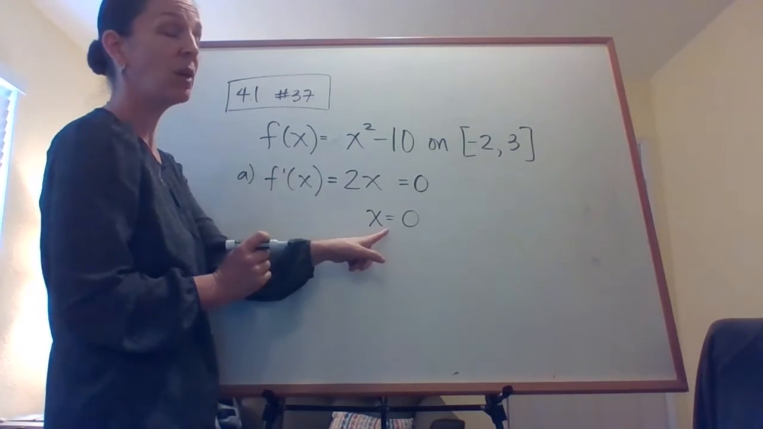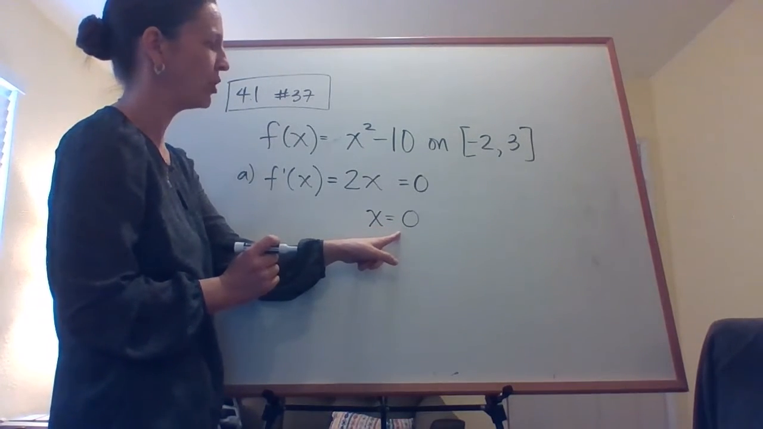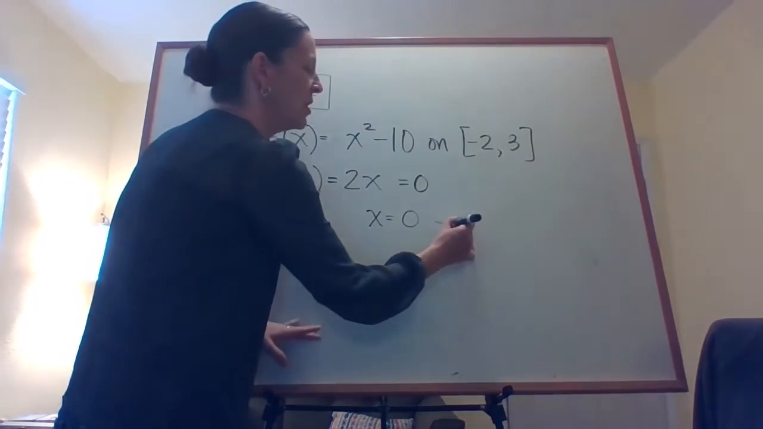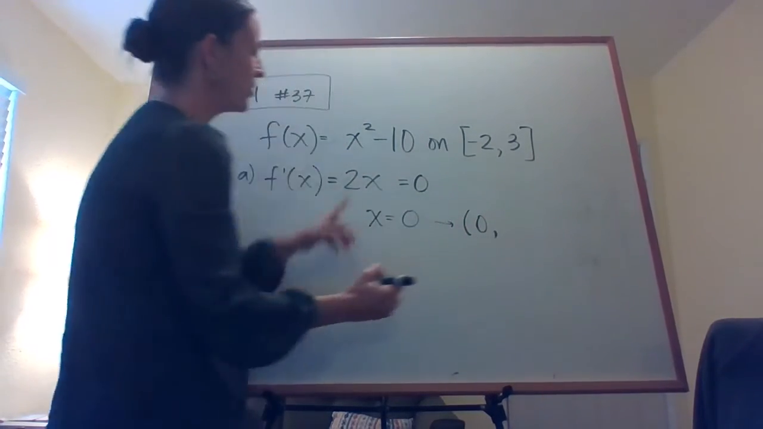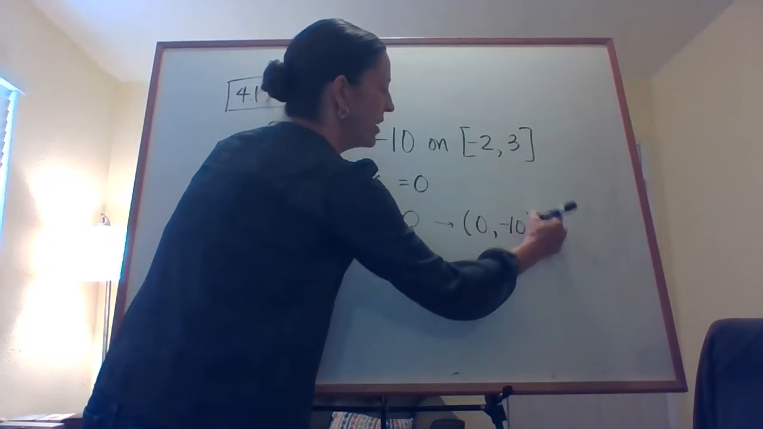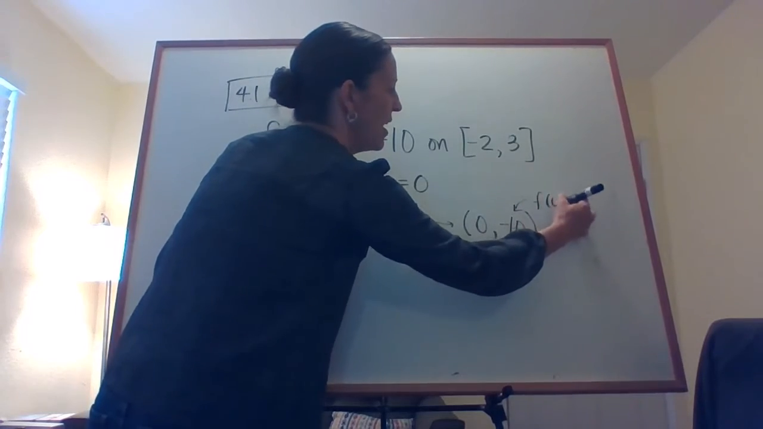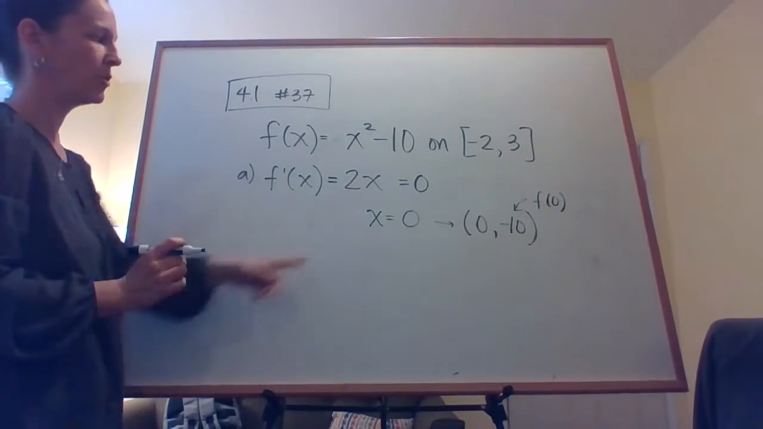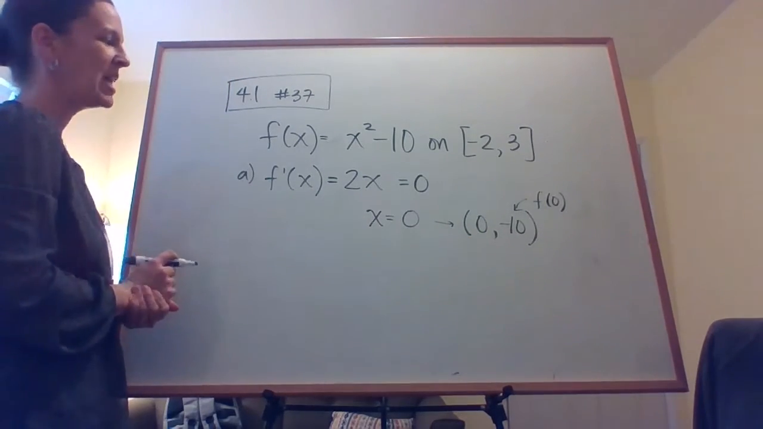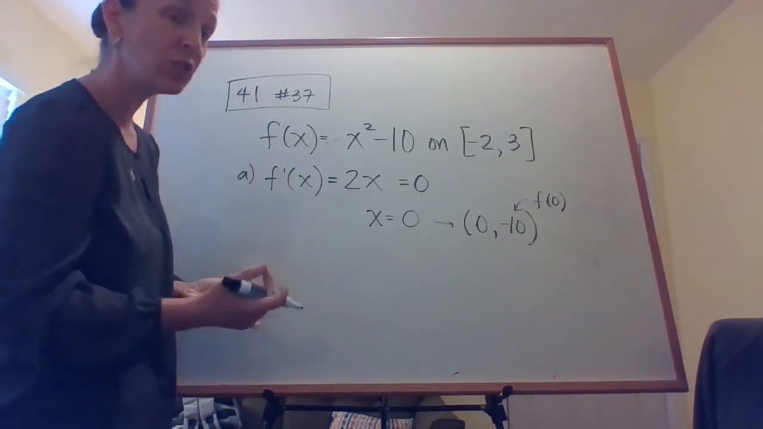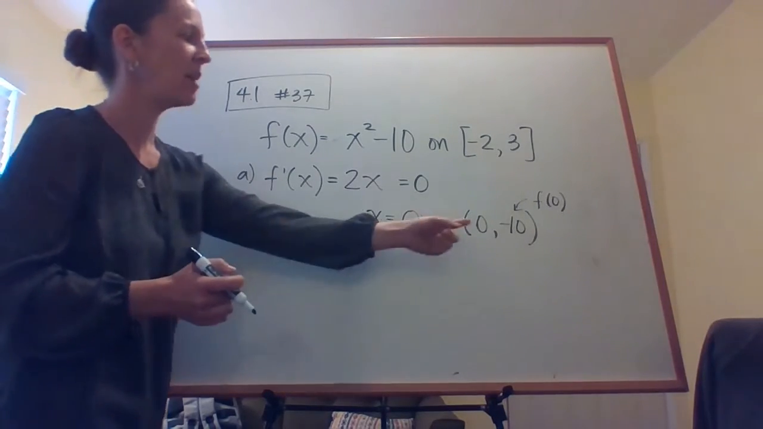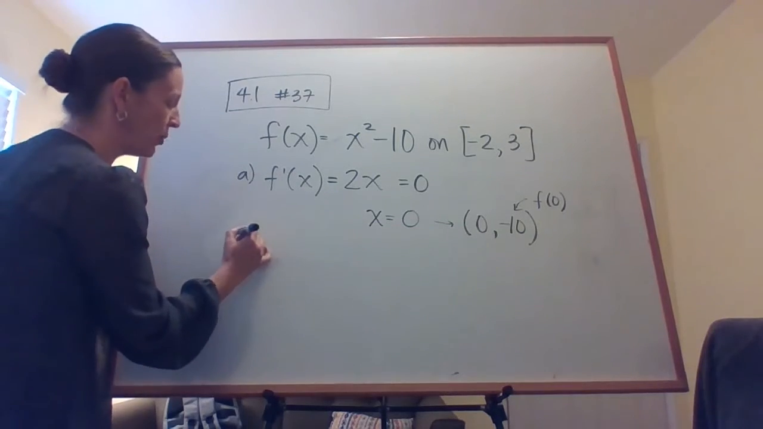If I want to find the y value that corresponds to that critical point, then I need to plug this x value into the original equation. So that corresponds to the point 0 squared, that's 0, minus 10, negative 10, right? This is f of 0, that negative 10 value. So I have a critical point at the point (0, -10). If I want to find the absolute extrema, the absolute min and absolute max, my options are any critical points plus the endpoints.